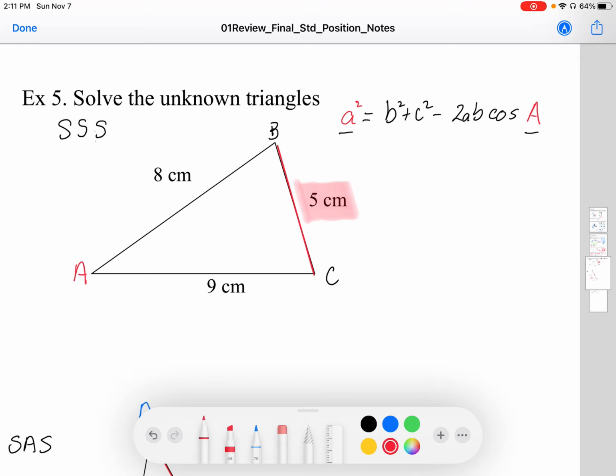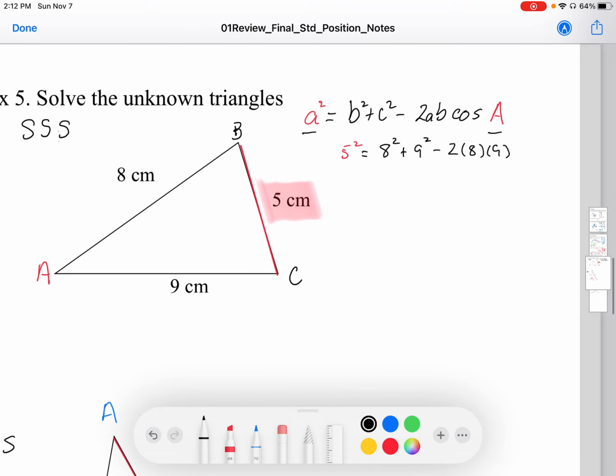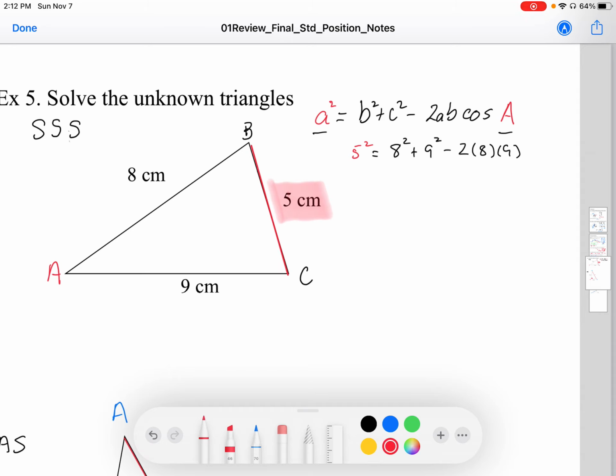Okay, so we have a squared, or 5 squared, is equal to b squared plus c squared. Now it doesn't matter which is b and c, minus 2 times b times c, and then we're going to end up with the cosine A expression. And that's the only thing that's unknown in here, is cosine A. So we're going to solve for that, and end up with cosine A on one side of the equation.